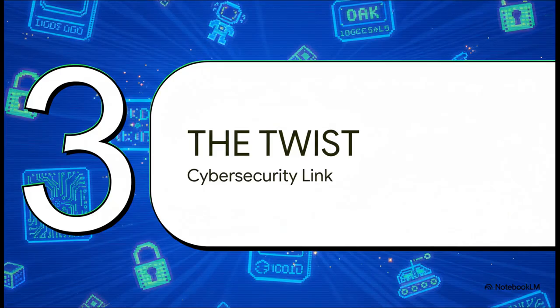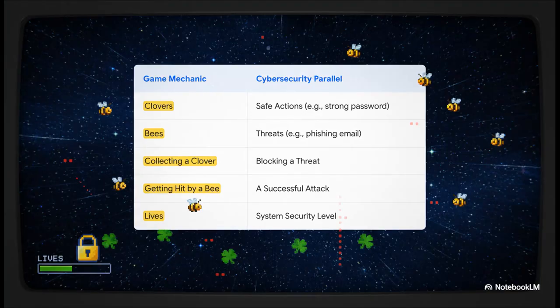But hold on a minute. This isn't just about making a fun little game. Oh no. This is where things get really interesting. Because there's a twist. Every single part of this game you're about to code has a hidden connection to something way more serious, cybersecurity. So, check this out. Those clovers you're trying to collect, think of those as safe things you do online, like setting a strong password. And the bees, well, those are the threats, like a phishing email or a virus. So every time you collect a clover, that's like you successfully blocking a threat. And every time you get hit by a bee, that's a successful cyber attack. And your lives? That's basically your system's overall security level.